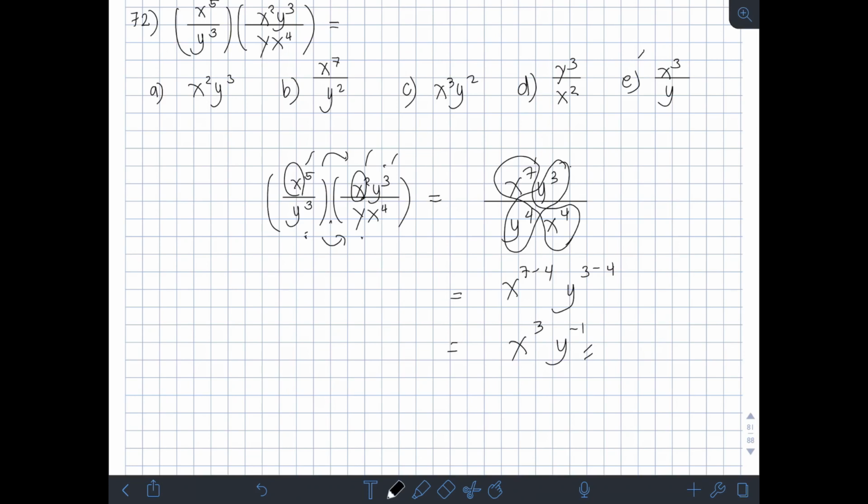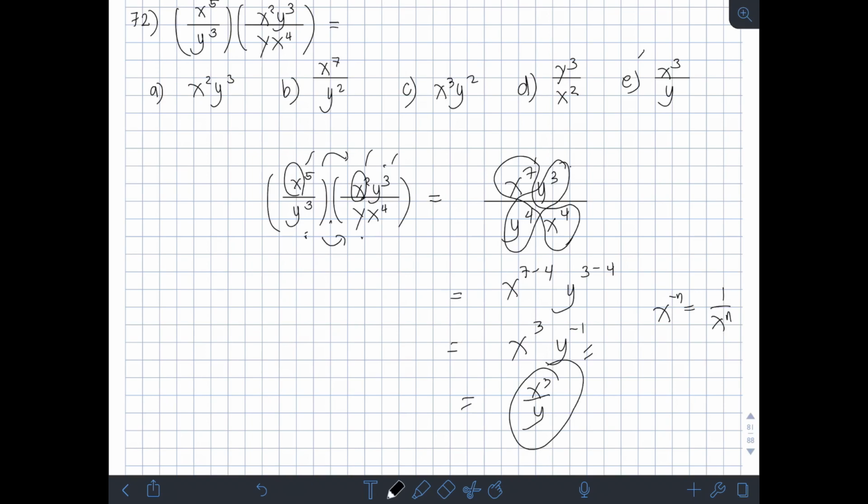Or kapag kinonvert natin itong y raised to negative 1 into positive exponent, meron tayong property na kapag yung x is naka-raise sa negative exponent, let's say negative n, equal yan sa 1 over x raised to n. So, parang bababa si y. So, x cubed over y.